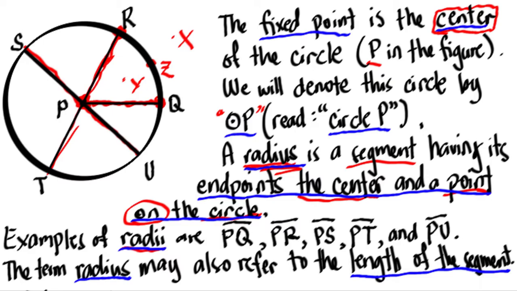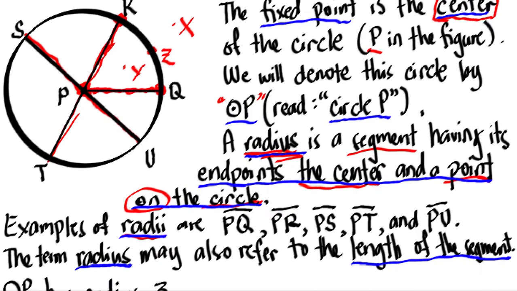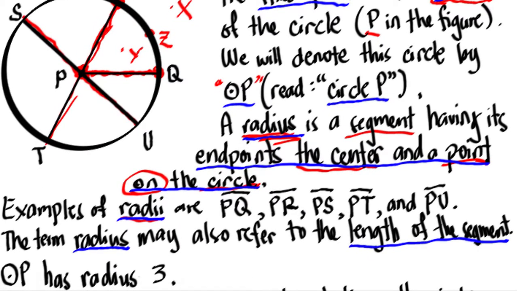In other terms, the term radius may also refer to the length of that segment we have talked about. So in this example, circle P has radius 3, since we have said that it's 3 from P going to S here, going to R here, going to Q, going to U, and going to T.